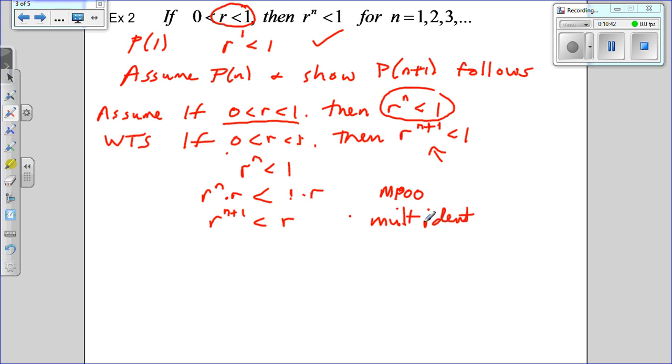Okay, now look at where we are. I've got r to the n plus 1 is less than r. Now we also have from the assumption that r is less than 1. That was given. So look at those last two inequalities. r to the n plus 1 is less than r, and r is less than 1.